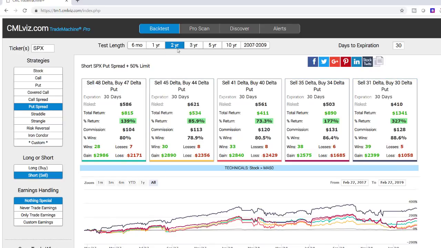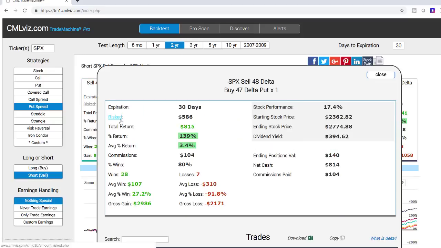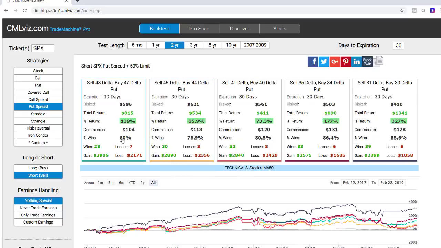But you can see in the past 2 years, this kind of makes sense, right? Delta 48 is pretty close to the money, had about an 80% win rate. The risk was 586. So that's typically a 1 or 2 strike spread. They change a little bit. And it made $800. So on the risk that you took, it made 140% the last couple of years. If I click into this, I can say, okay, the average win was about $100 and the average loss was $300. So again, the losses are still bigger than the gains, but the win rate is high enough to outpace that. So these are some of the results for the 2 years.